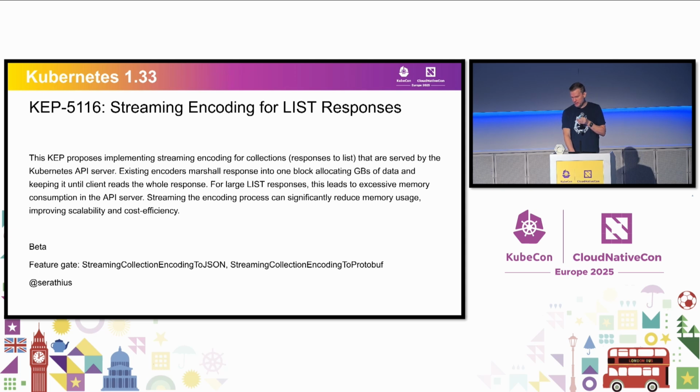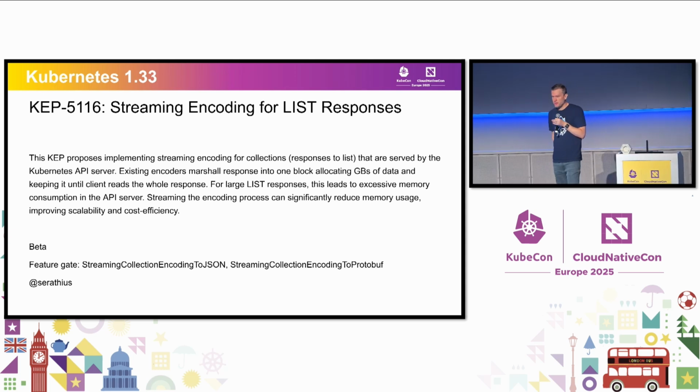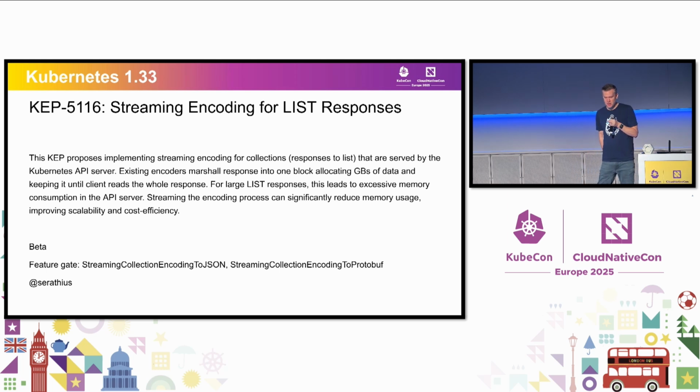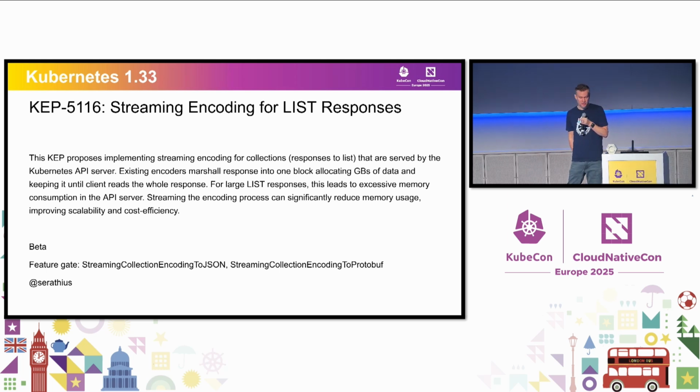Next up for betas is streaming encoding for list responses. This is probably the most significant performance enhancement in this release, and in fact in the last couple of releases. So what this does is it switches the way that we serve list responses back to clients from accumulating all the information in memory when serializing and then sending it after we accumulated it, to serializing each list item one at a time, streaming it back to the client, and not maintaining any more memory than that in the API server.